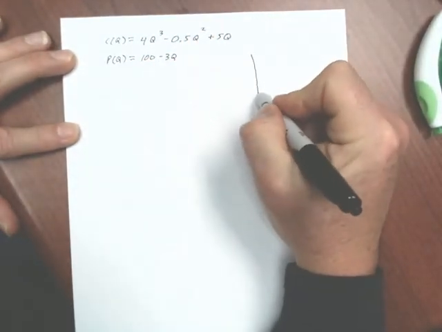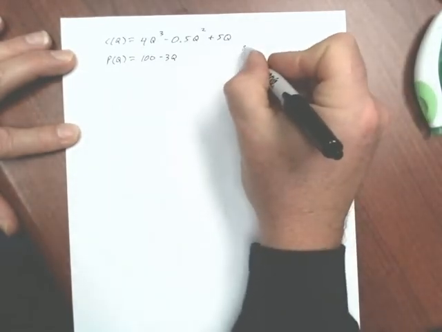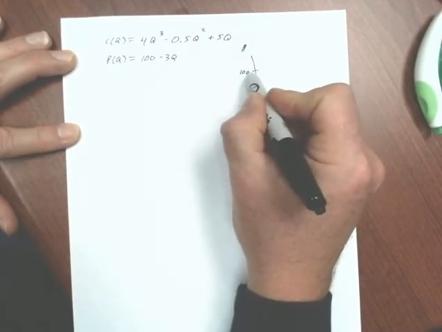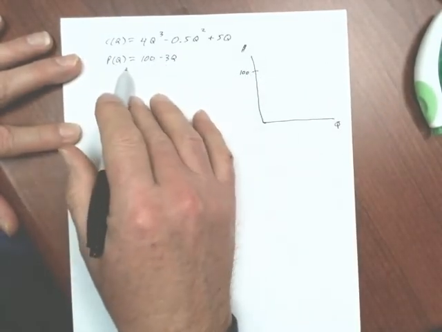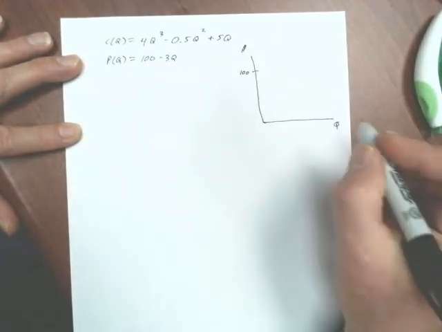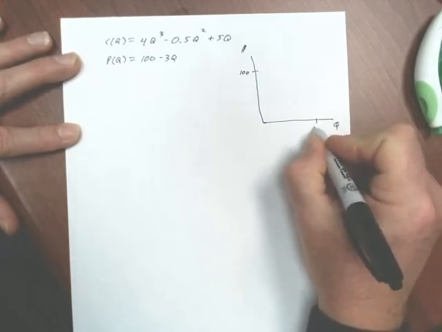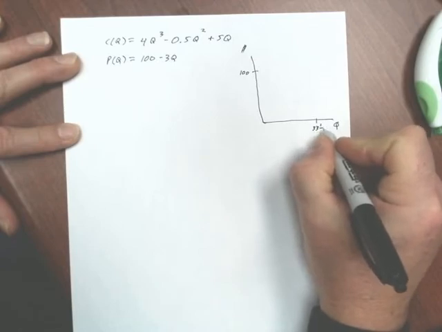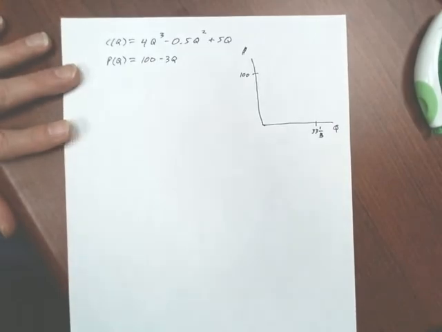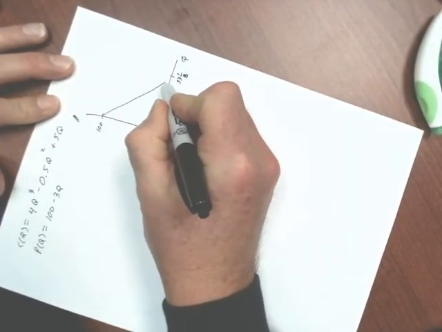So let's go ahead and graph demand. When Q is 0, price is 100. When price is 0, Q is, well, it's 100 divided by 3, which is 33.3, or 33 and a third. 33 and a third, not a half. 33 and a third. So this is our demand function.